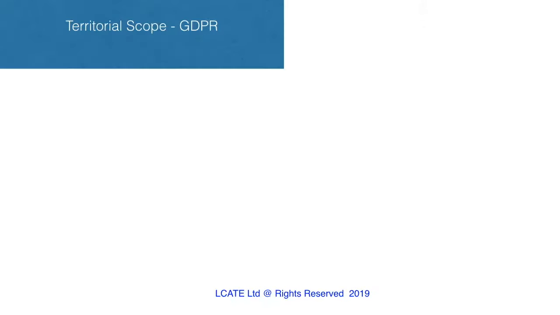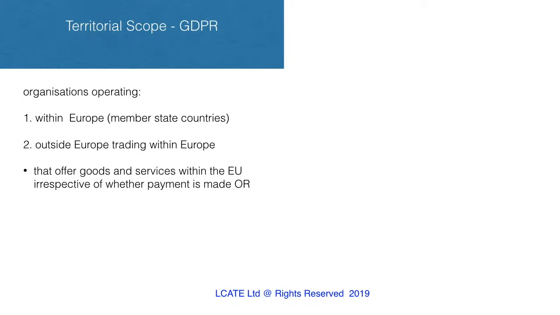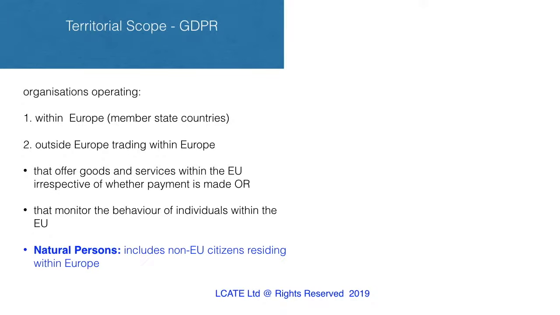So the GDPR applies to organisations operating within Europe, outside Europe trading within Europe that offer goods and services within the EU irrespective of whether payment is made, or that monitor the behaviour of individuals within the EU. Now, natural persons also includes non-EU citizens residing within Europe, so be very careful here. If you're processing personal data of individuals that have limited leave to remain or they're asylum seekers, they're still protected under the General Data Protection Regulation.